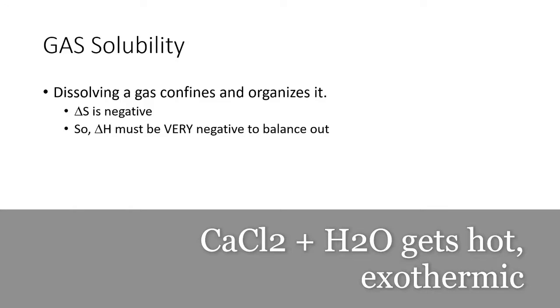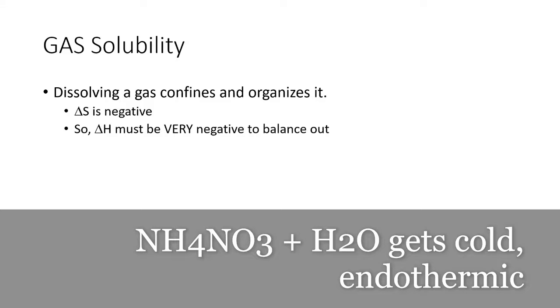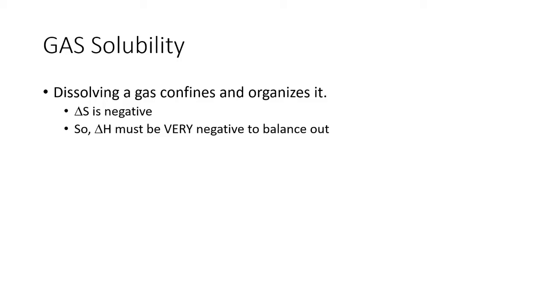Okay, so if your test tube got hotter, you had calcium chloride, that was exothermic. And if you had one that got colder, you had ammonium nitrate. Okay, that was endothermic.